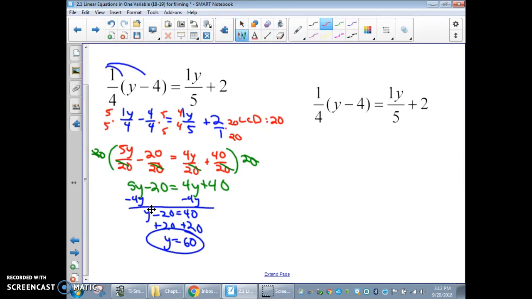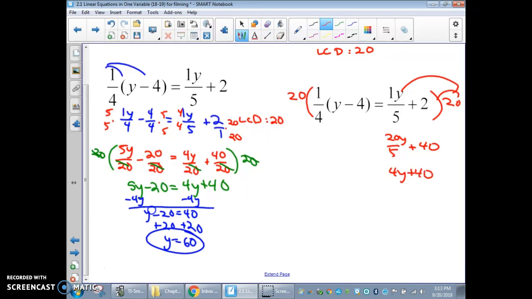The second scenario of multiplying by the common denominator of 20 from the get-go is slightly unique because now we have a parenthesis within a parenthesis. On the right-hand side, 2 times 20 turns out to be 40, and then 1y times 20 is 20y over 5, and that just reduces to 4y plus 40.